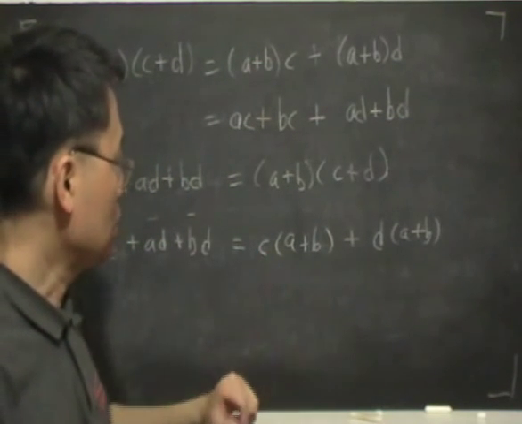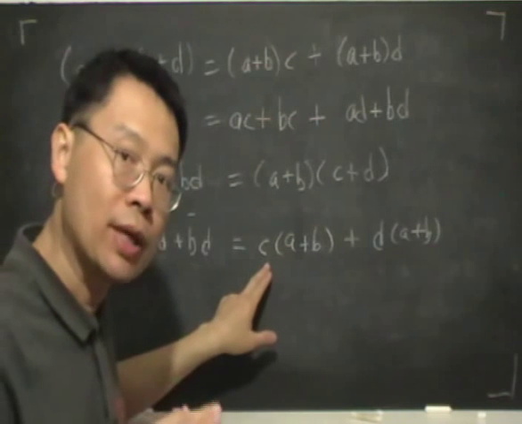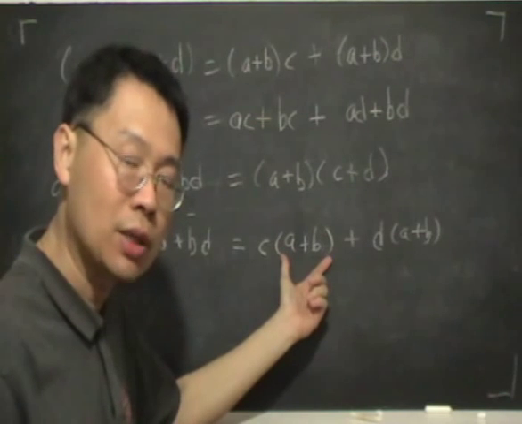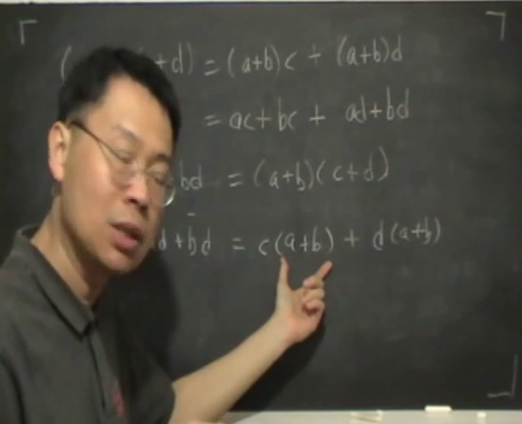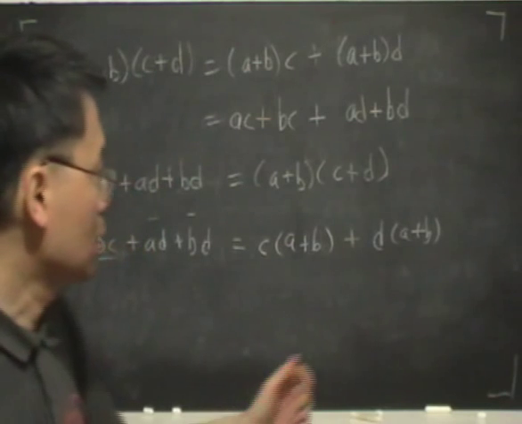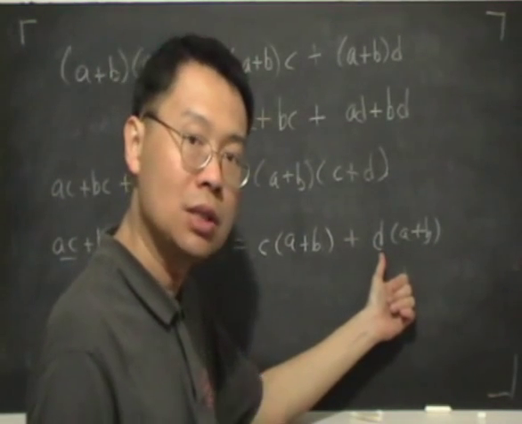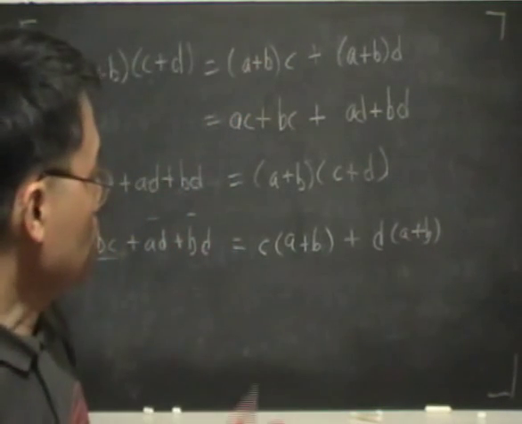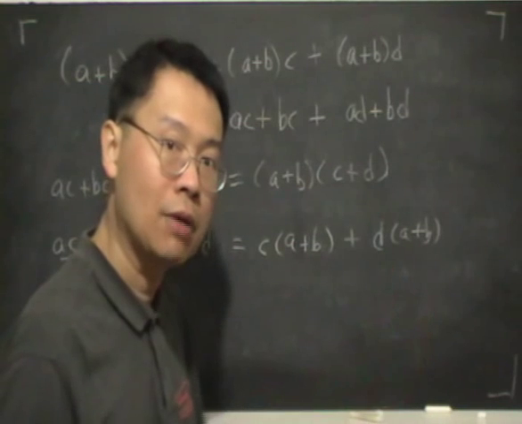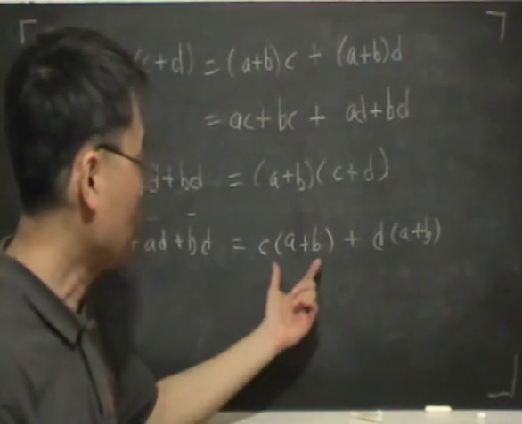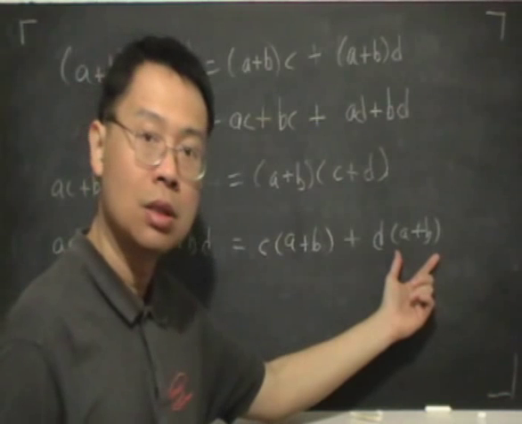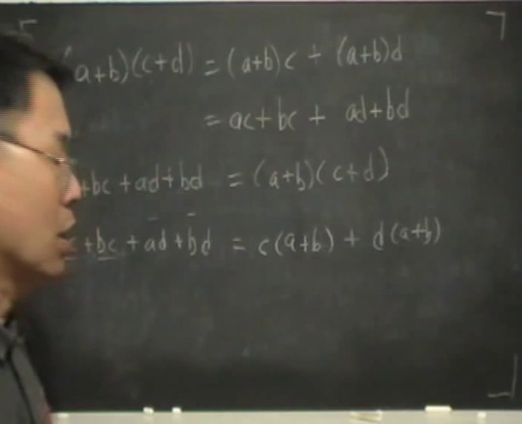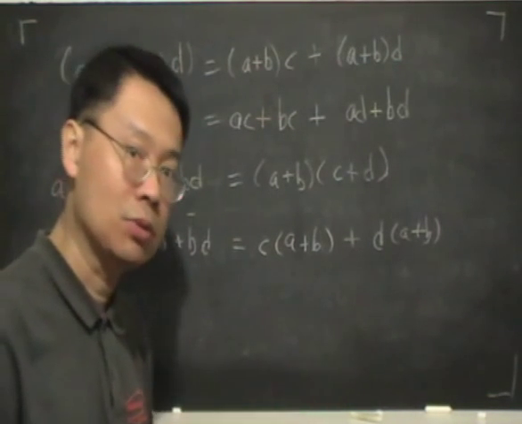Now in this term, the first term, we have two factors. We have c is one factor, a plus b is the other factor. So think of a plus b in the bracket as a single number. In the next term, we have d is one factor, a plus b is another factor. So if you compare these two terms, they have the same factor. They have a plus b as a factor. So since there is this common factor, we can take it out of a bracket.